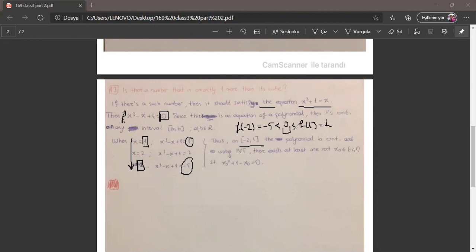So here we have this interval and we pick 0, and the intermediate value theorem says that as 0 is between them, minus 5 and 1, the values of f, you can find some x0 in this interval such that it gives you this equality. That 0 is this 0 that we picked here.